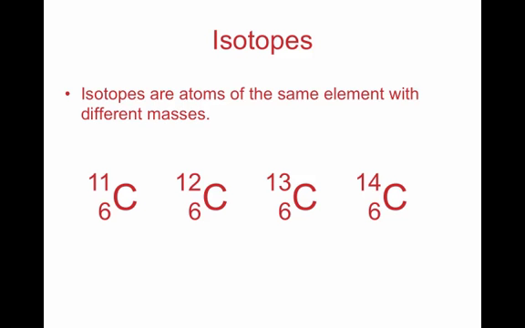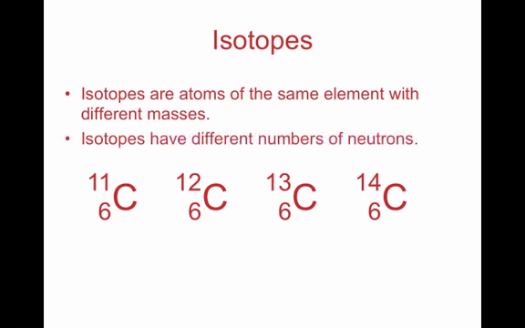Well, let's talk about some varying types of atoms. Isotopes. Isotopes are atoms of the same element, but they have different masses. Okay? How do they get these different masses? Because we can't change the number of protons. We said that the nucleus accounts for all the mass. Well, they must have different numbers of neutrons.